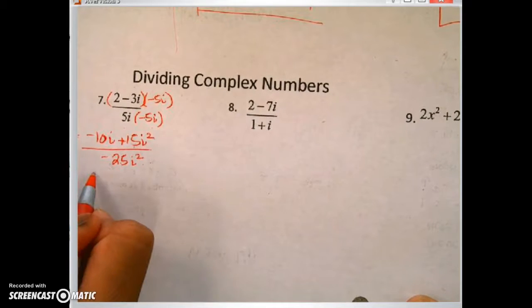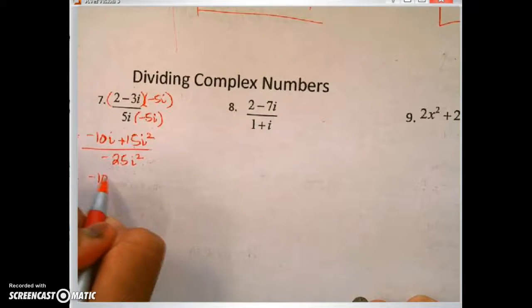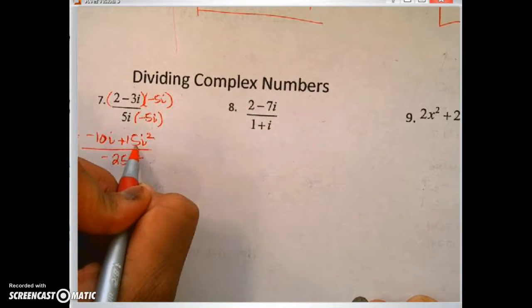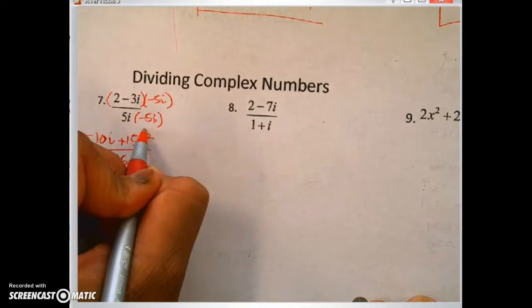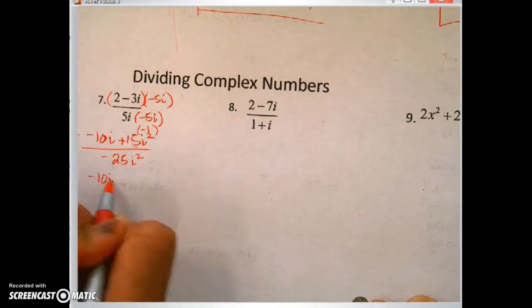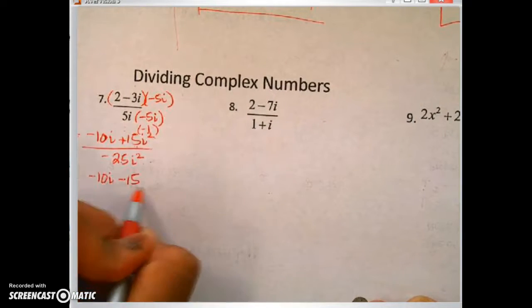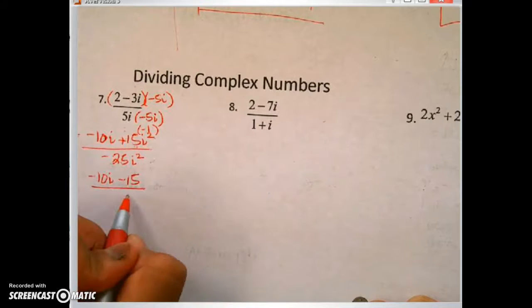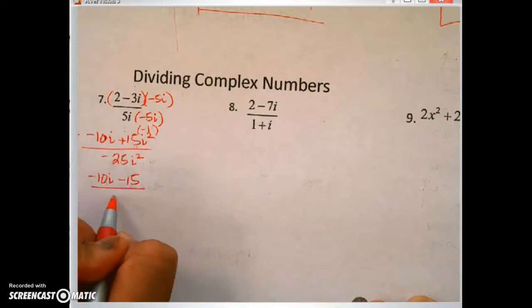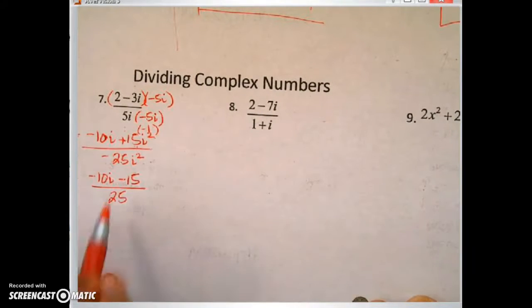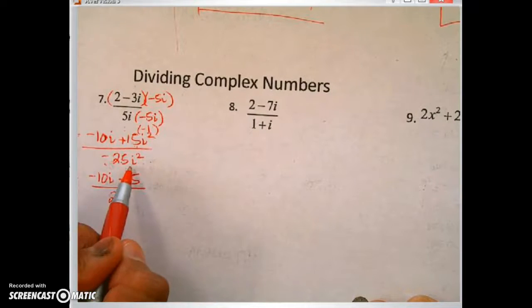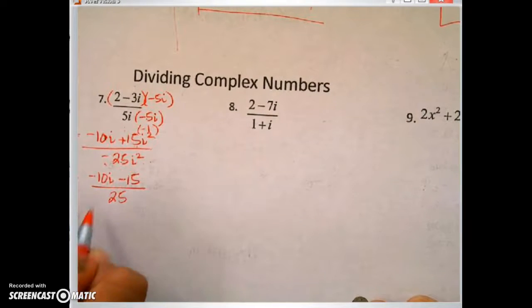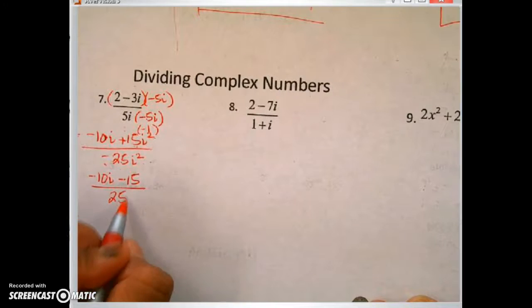Simplifying, I have negative 10i, and then what's i squared? Negative 1. So 15 times negative 1, negative 15. Remember, i squared changes the sign. So what does it do here? It makes this positive 25. It's like saying negative 25 times negative 1. So I'm going to write these as separate fractions.